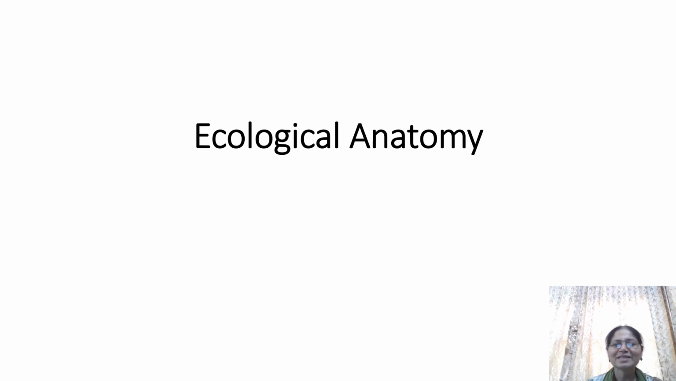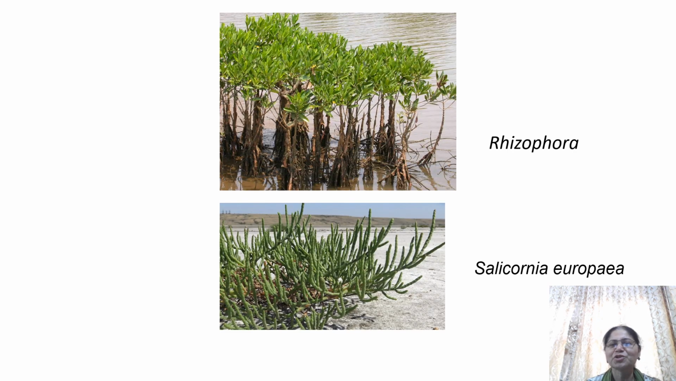Good morning, students. Let's start with another group of plants under ecological anatomy. The first slide shows two pictures of different plants. One is Rhizophora and the other is Salicornia europea. Can you guess, with respect to ecological anatomy, to which category these plants belong?